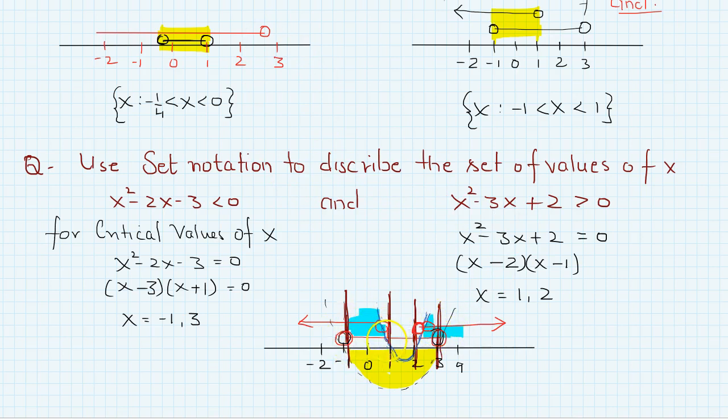So this one is, this is x greater than -1 and less than 1, and this one is x greater than 2 and less than 3.